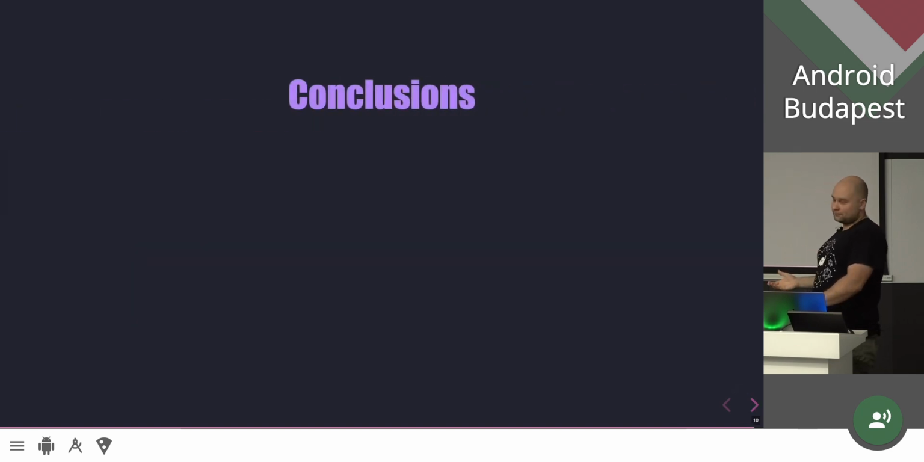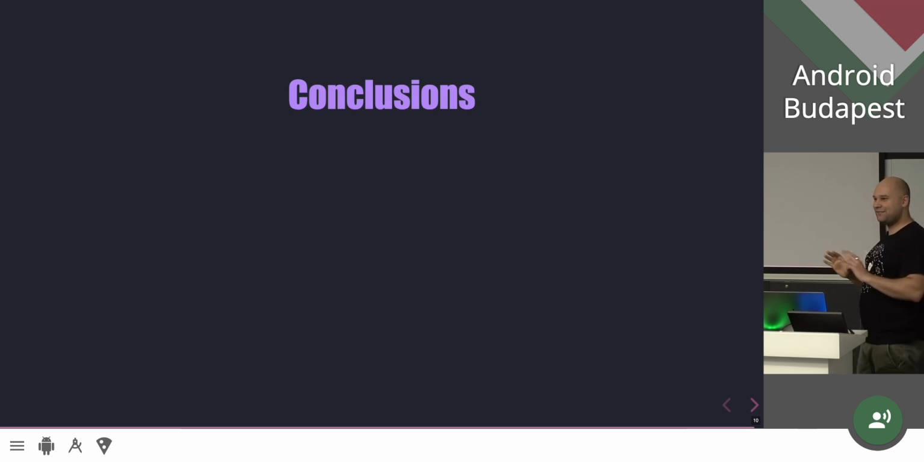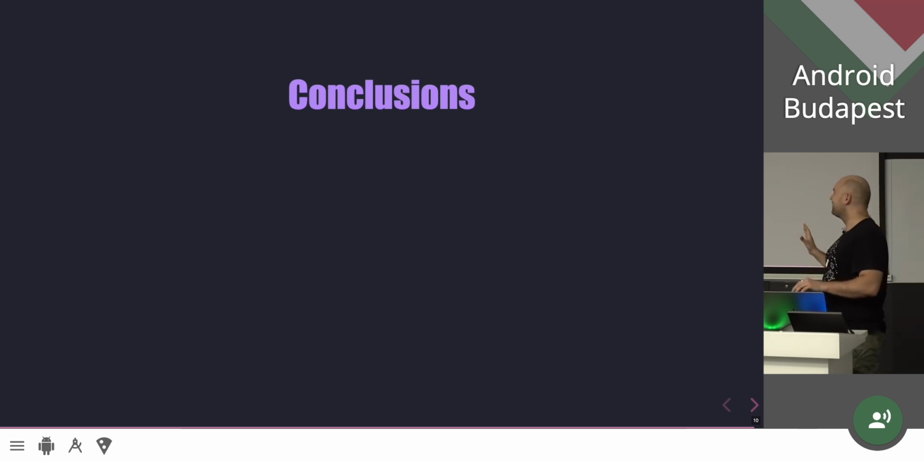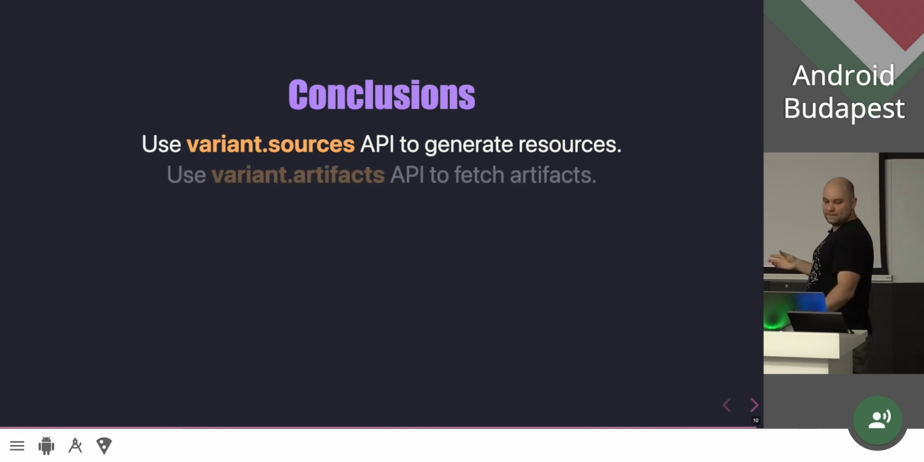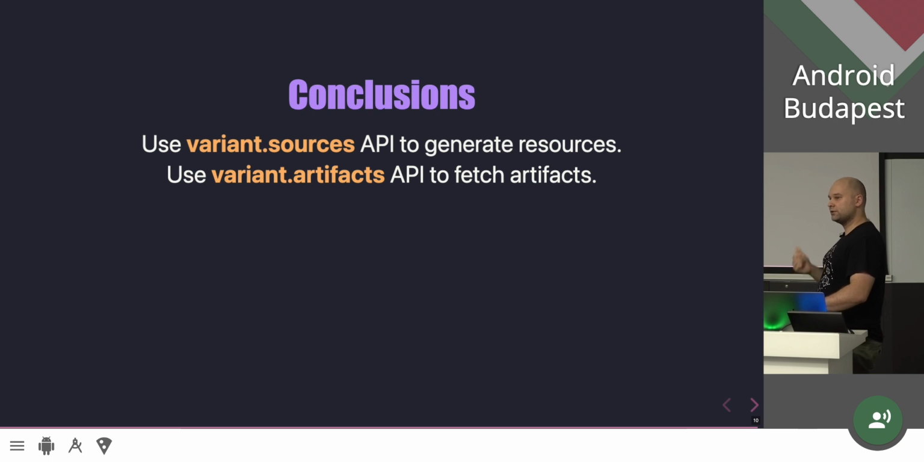So in conclusion, this was the final one. Sorry, I've tried to pack a lot in, believe me, I've halved this presentation multiple times, but the main takeaway for you guys today is that the variant API is your friend, you can use sources to generate resources. You create a task, you give it to the sources. The Artifacts API allows you to fetch an artifact. You can get access to your bundle, Android archive, merged manifest, even to the classes or resources if required.